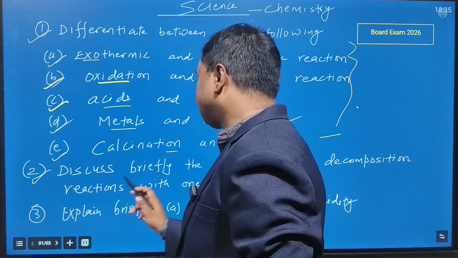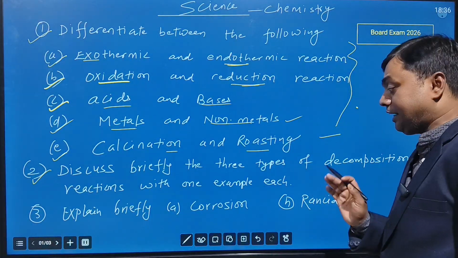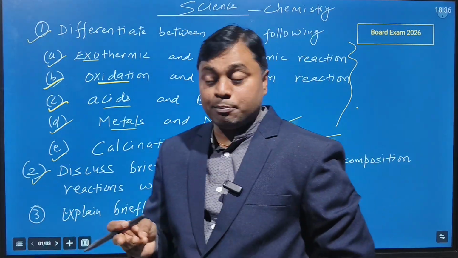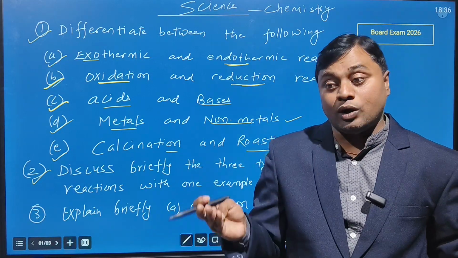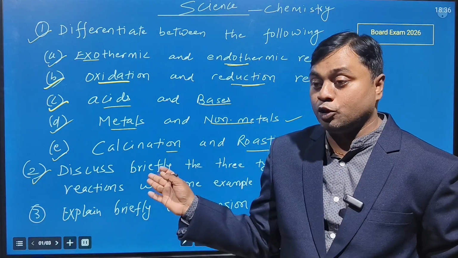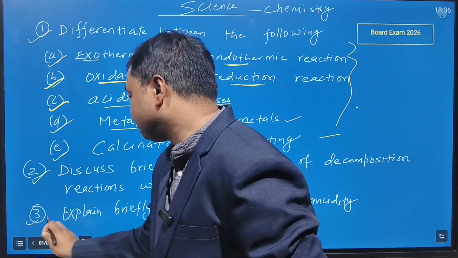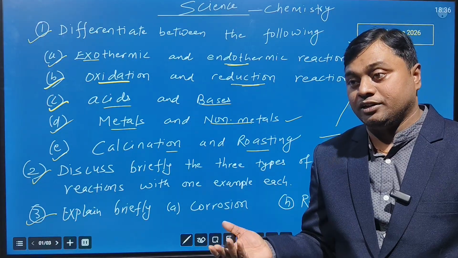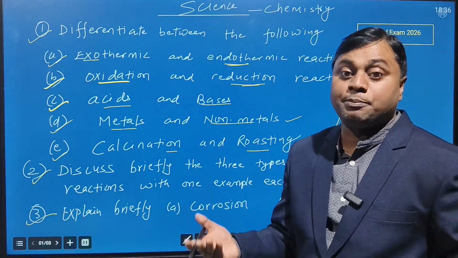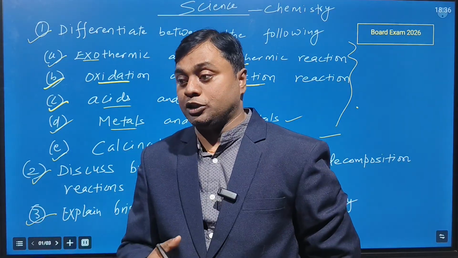Next question. Discuss briefly the 3 types of decomposition reaction with one example each. What are the 3 types? We have thermal decomposition, photochemical decomposition, and electrolytic decomposition. Next, thermal decomposition example: decomposition of iron sulfate. Iron sulfate will give iron oxide plus sulfur dioxide plus sulfur trioxide. Or the decomposition of calcium carbonate also you can write.